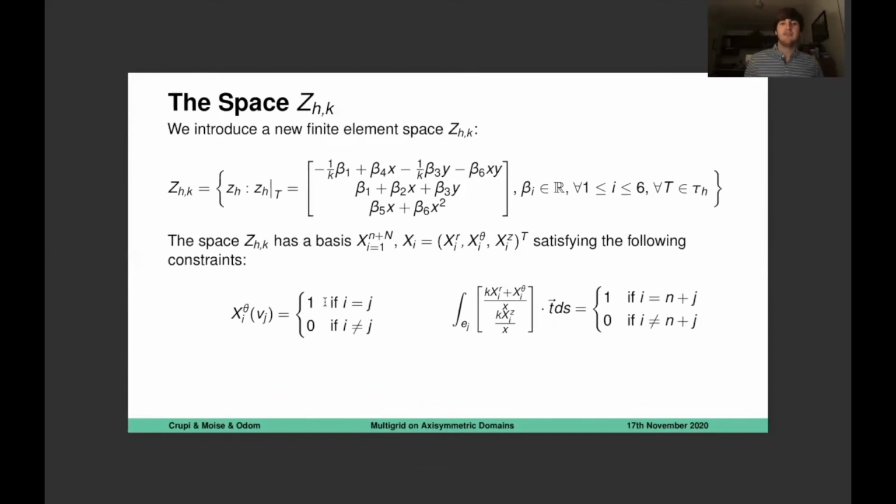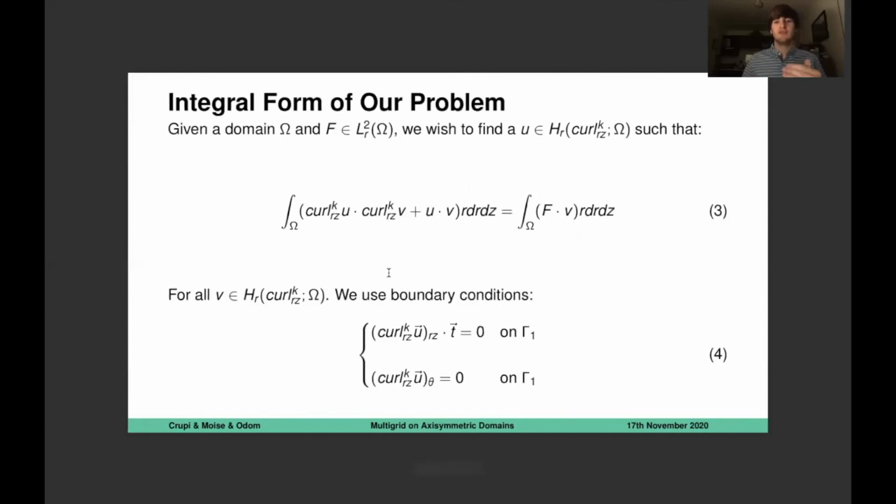And then now we have to introduce a new finite element space ZHK. And this is going to be the analog of the polynomial space VH for our new, more complicated axisymmetric domains. I don't have time to go into the theoretical background of ZHK, but it has been proven to work for Fourier finite element methods on axisymmetric domains. And then we're going to call our basis capital X here. So equation 3 here is the weak form of our new problem defined on an axisymmetric domain with these curl operators. And we're going to use these Neumann boundary conditions that you see on the bottom.